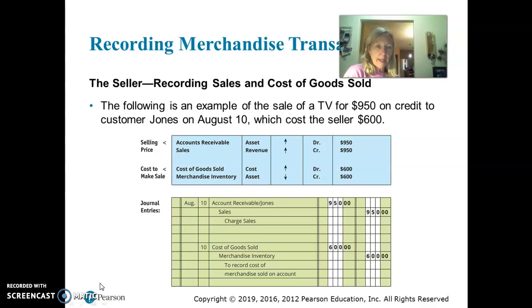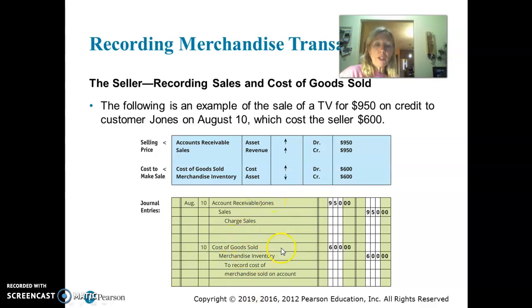This is finishing up. I backed up a slide, so we just went over this. Really important to remember because this is going to be on your homework. You have to remember there's always two entries because you have to record, obviously, the people that owe you money and your sales revenue. This could be cash if they paid you cash, or sales revenue.